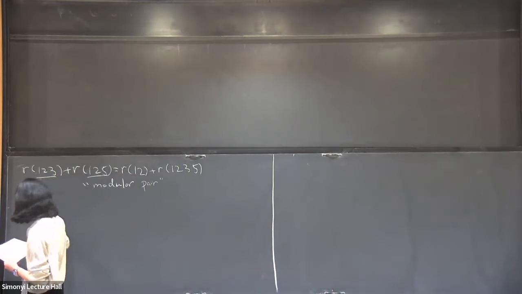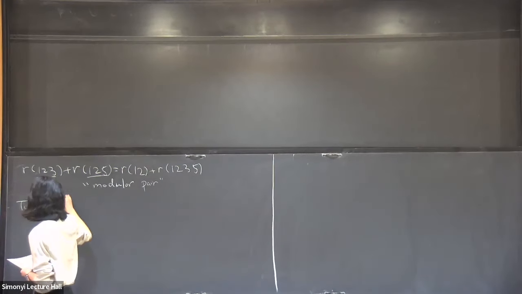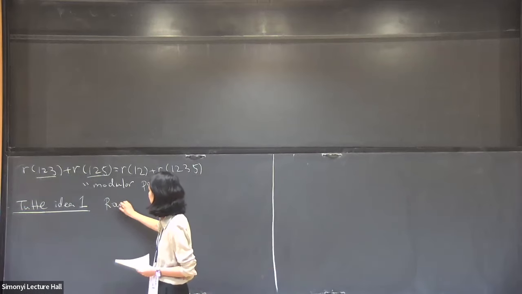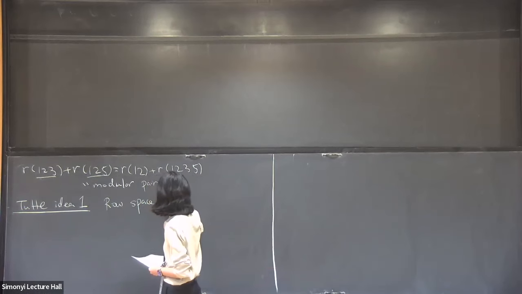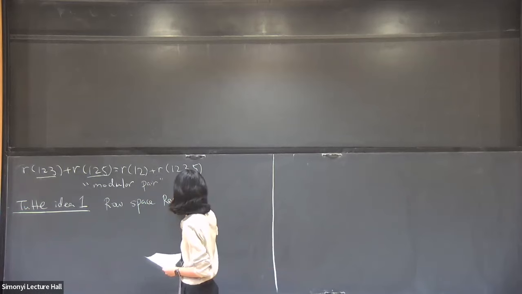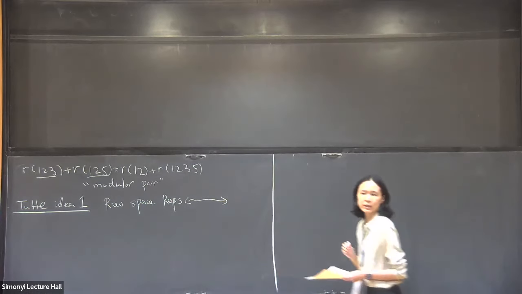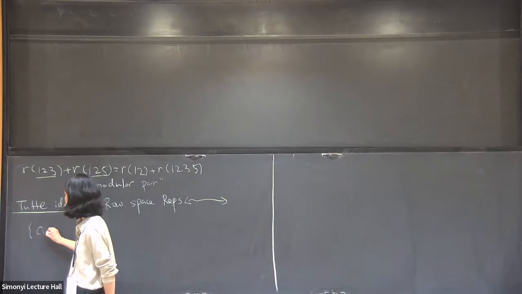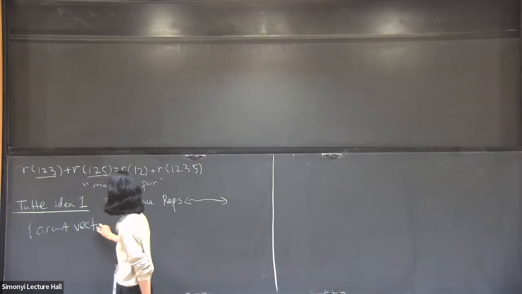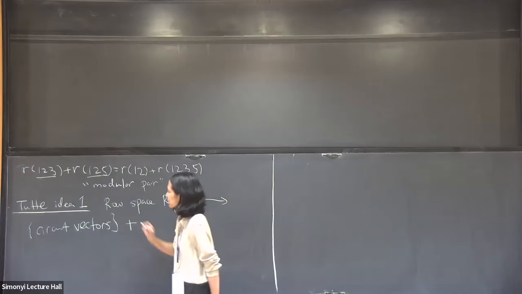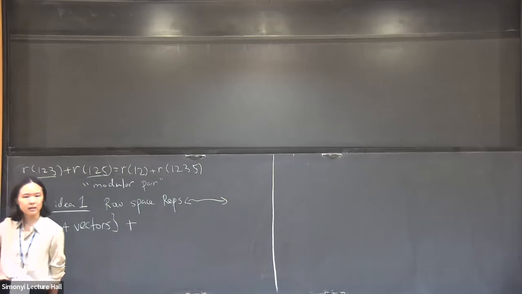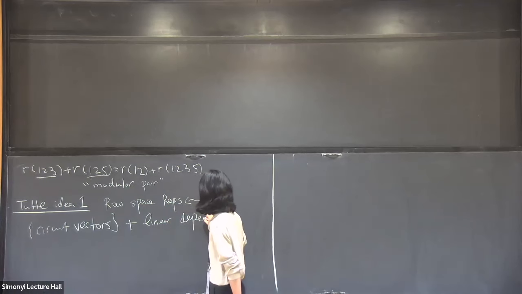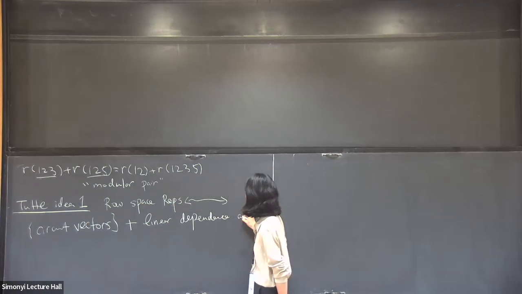Now, the first idea of that is that now you have the very classical row space representations. So those representations by row spaces is equivalent to giving a set of circuit vectors, plus the properties as in this example. So that means plus the linear dependence among the modular triples.